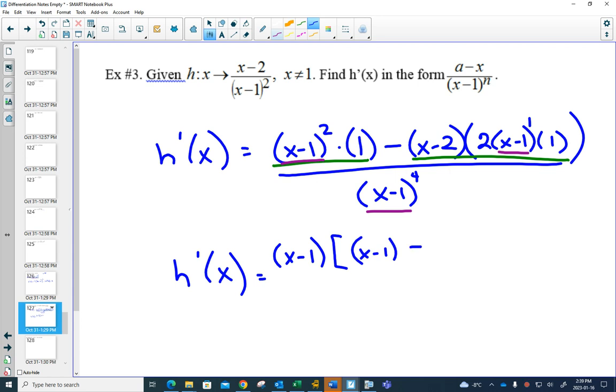Then I have a subtract sign, and if I took the x minus 1 out of the second something, I would get an x minus 2 and a 2. But that would be it, because the x minus 1 would be gone, and I don't need to write that extra 1, because that's just multiplying by 1.